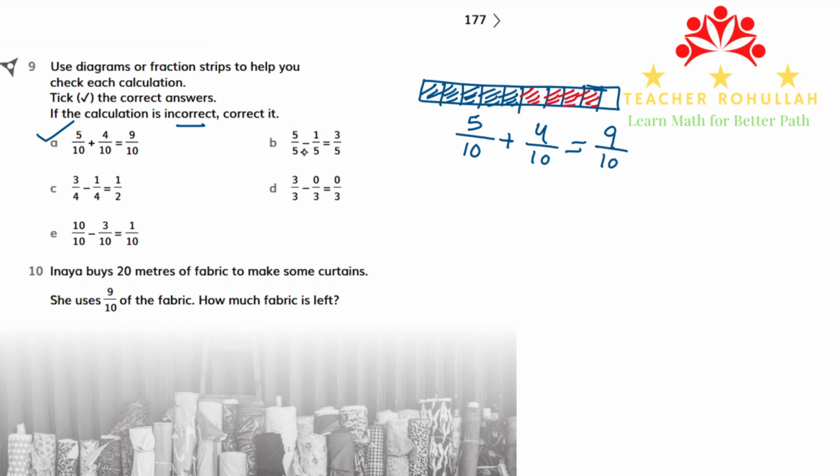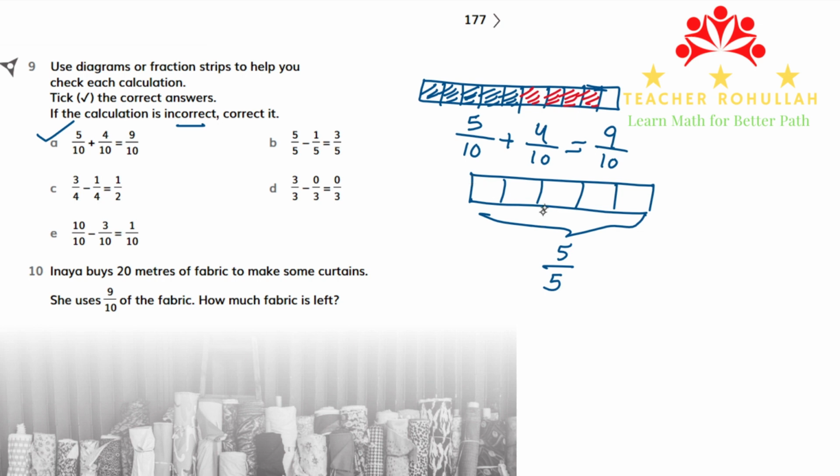Let's go to part B. In part B, we have 5/5 minus 1/5. So again, we can use a diagram. In this diagram, we cut the whole into 5 equal parts. This whole is showing 5/5. We have 5/5, not 5/10.